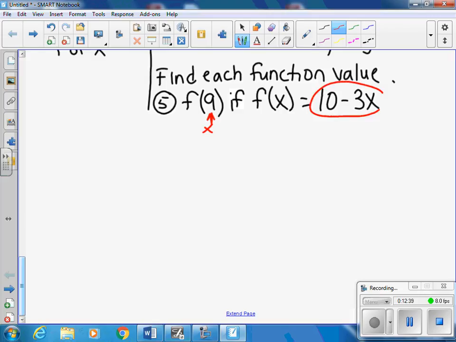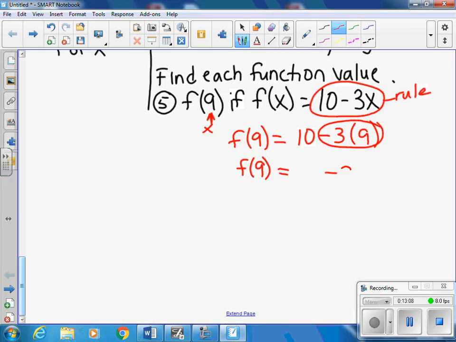You still have the rule, just like you would for a table, but we're not making a table because we're only doing one value. The rule is where you plug that number in. So the work for this literally looks like this: f of 9 equals, and then you're going to take 10 minus 3 times 9, and we're going to simplify that right-hand side. Don't mess with the left-hand side. It's going to stay f of 9 no matter what. But then you still have to do order of operations. Multiplying goes first, so -3 times 9 is going to be -27, and then bring the 10 down, and then clean it up a little bit more. So f of 9 equals 10 minus 27, which is -17.